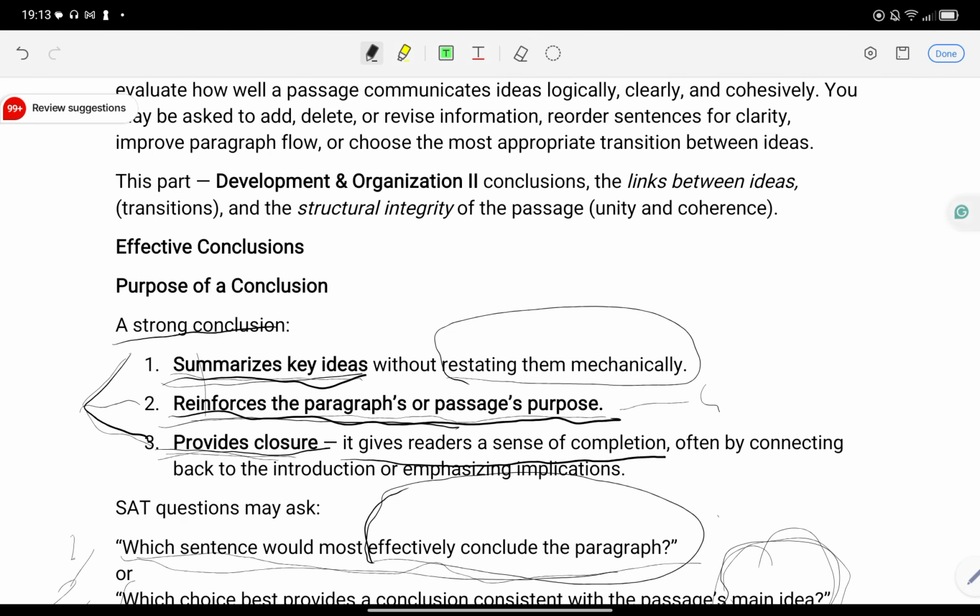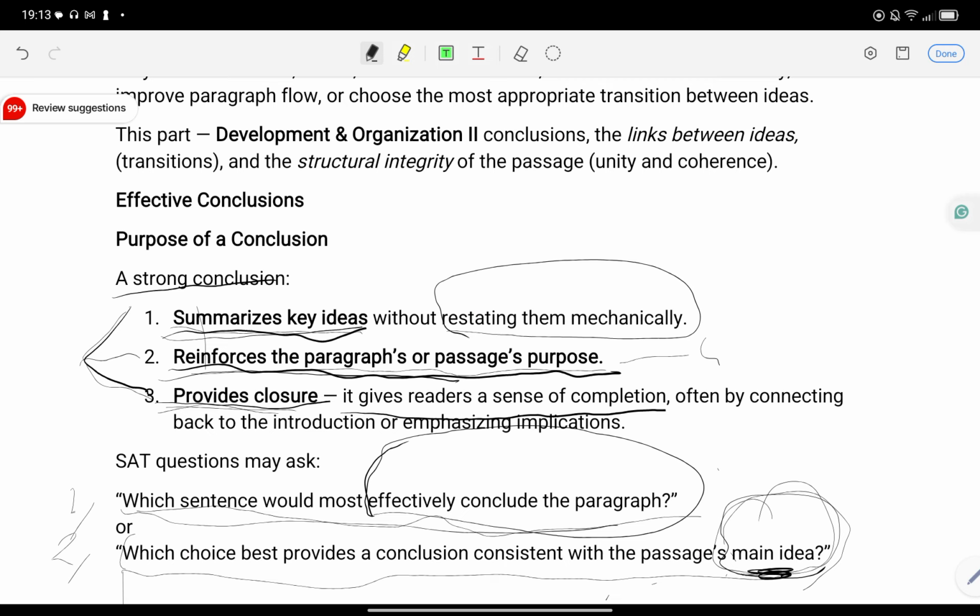Now, a conclusion should do the following things. It should summarize the key ideas without restating them mechanically, which means you're not just going to repeat the way it was said in the paragraph or in the passage, but you're going to summarize it in a way that shows, okay, this is what we've talked about and this is what we have at the end of the day.